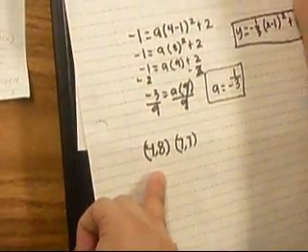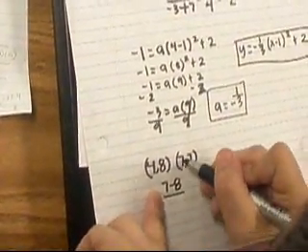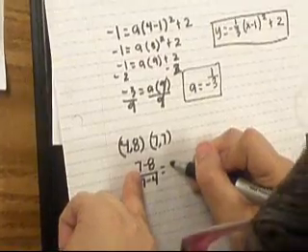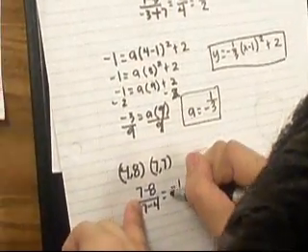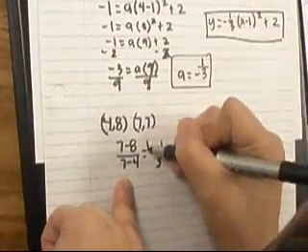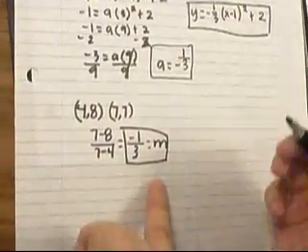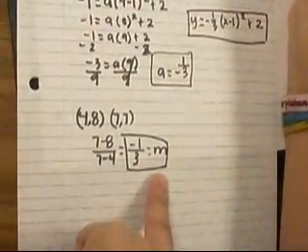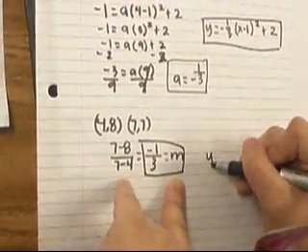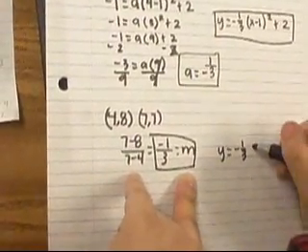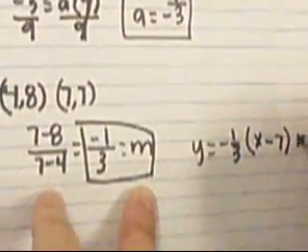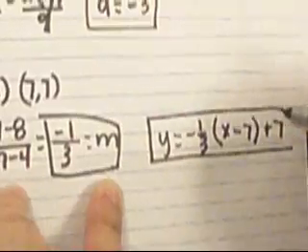And then I just use my slope formula again, and I would get 7 minus 8 over 7 minus 4. 7 minus 8 is negative 1, and 7 minus 4 is positive 3. So negative 1 over 3 is my slope. Then I would plug it into my point-slope formula, using the point (7, 7). I would get y equals negative 1/3 (x minus 7) plus 7. And this would be my third equation.